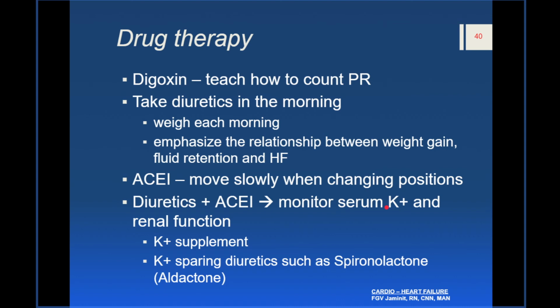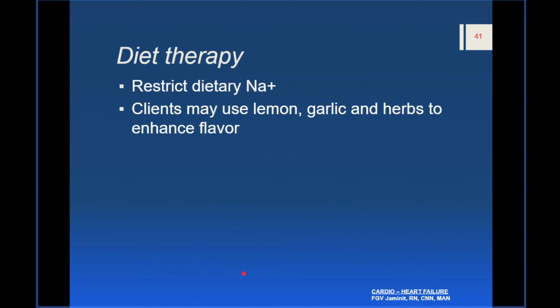For patients on diuretics and ACE inhibitors, monitor serum potassium and renal function. We may administer potassium supplements, or it can be given with potassium-sparing diuretics like spironolactone or Aldactone. With regards to the diet, you can give additional potassium-rich food to the patient. As I mentioned, restrict dietary sodium to less than 1 gram per day and may use lemon, garlic, and other herbs to enhance the flavor rather than putting more salt. You can enhance the flavor by adding other spices.